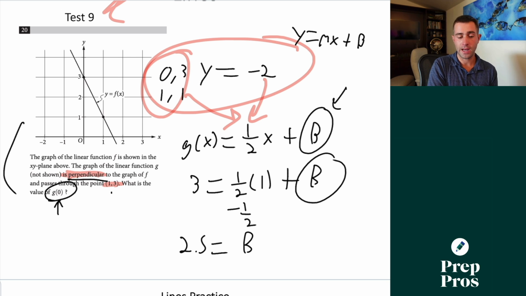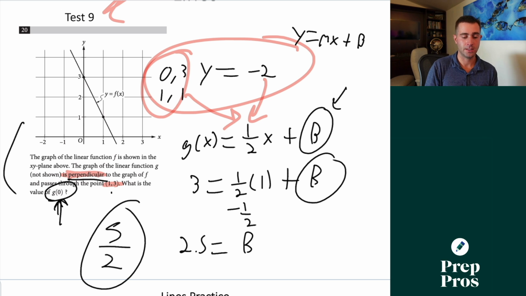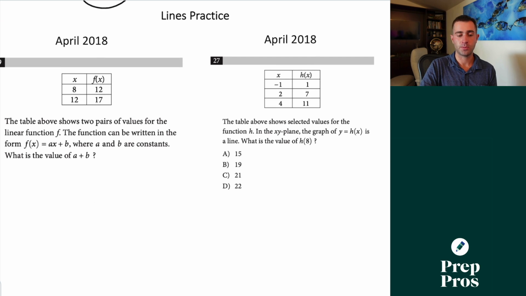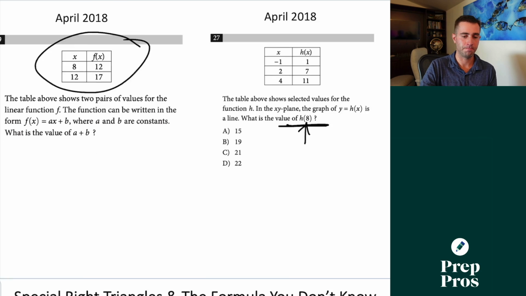So we now know that g of 0 equals 2.5, or you could bubble in 5 over 2 on the SAT. When you're bubbling in your answers, make sure you reduce them down all the way. Now this is going to give you 2 more lines practice questions where we're doing nearly the exact same series of steps. This is going to be where you have to solve for the slope first, and then plug back in to solve for the y-intercept. And here we're going to have to solve for the entire equation of the line, and then we can plug in 8 for x to figure out our answer there.